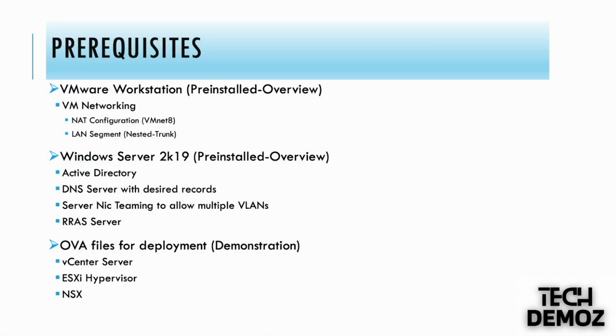Moving to the next slide, these are the prerequisites which we need prior to deployment of NSX. The first one is VMware Workstation. This is pre-installed, and I'll give you the overview. The second one is a Windows Server 2019. This is also pre-installed. I'll give you the overview of what configuration I have done for the AD, DNS, server teaming as well as RAS server. The last one is our file for deployment. This one contains the deployment of the vCenter Server, ESXi and NSX. I'll give you a detailed demo on all three.